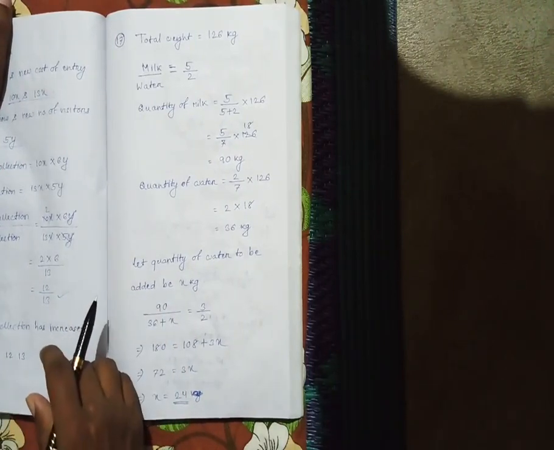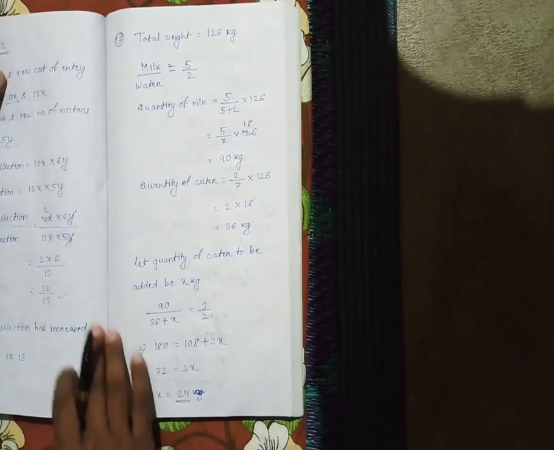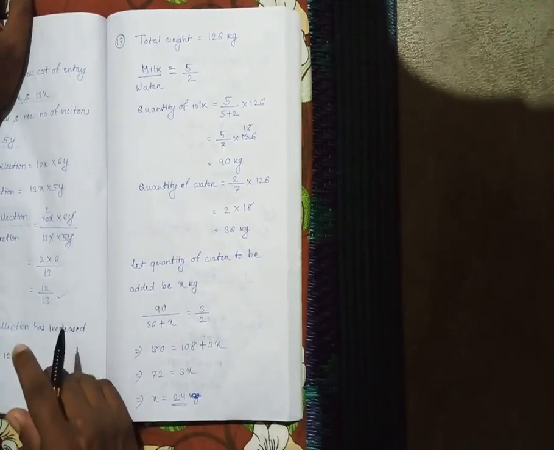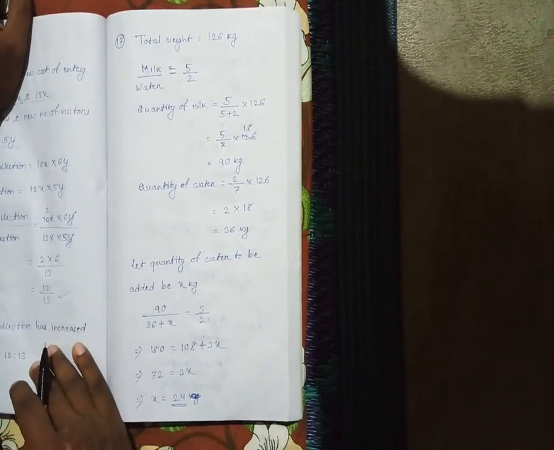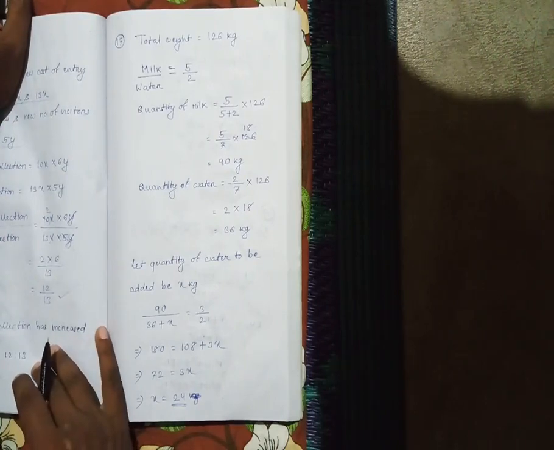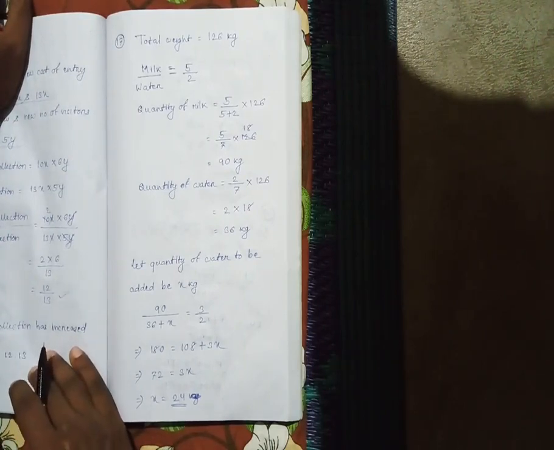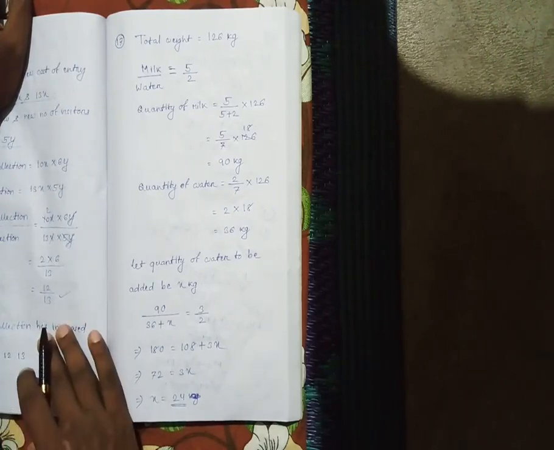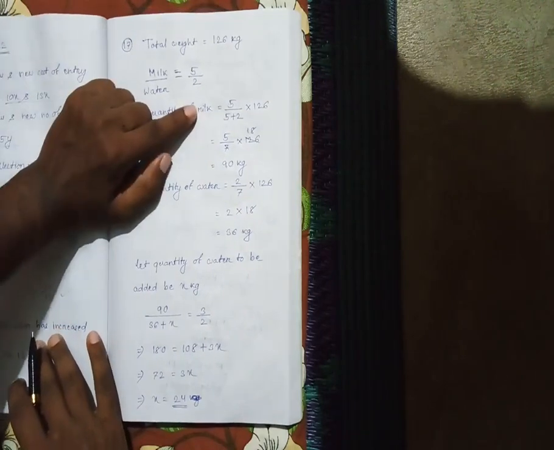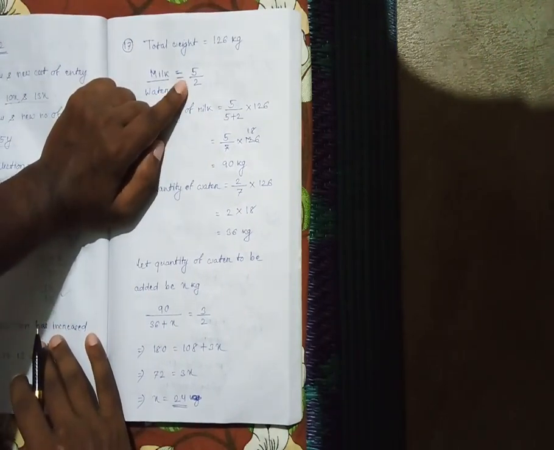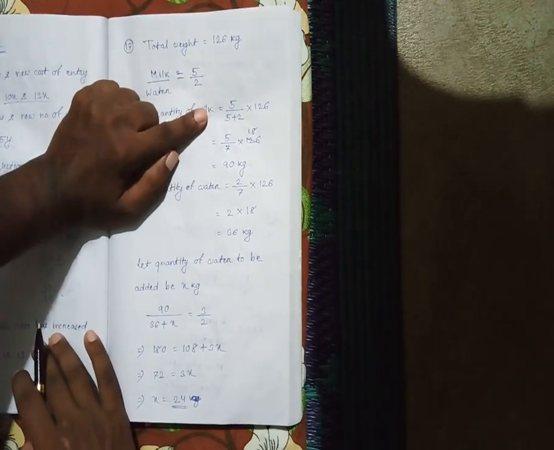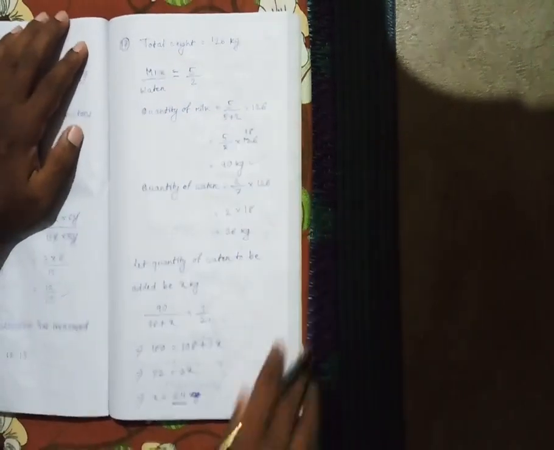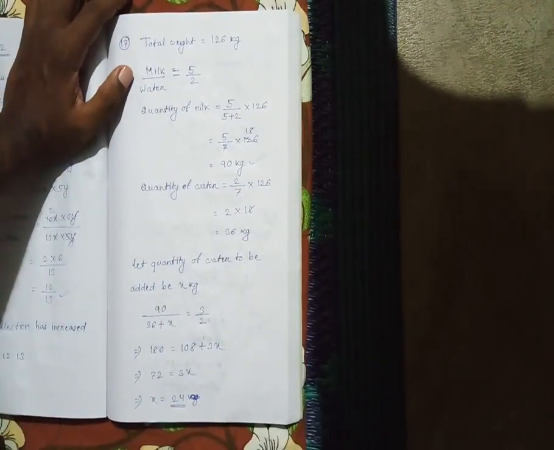Next example, number 17. In a mixture of 126 kg of milk and water, the weight of the mixture is 126 kg. Milk and water are in the ratio 5:2. The ratio is given, so we can easily find the quantity of milk and the quantity of water. So the quantity of milk is equal to 5 by 5 plus 2 into the total, that is 126, that will give us 90 kg. So the quantity of milk in the mixture is 90 kg.